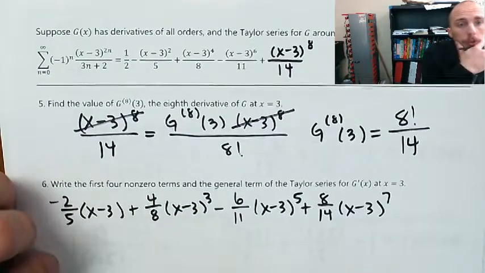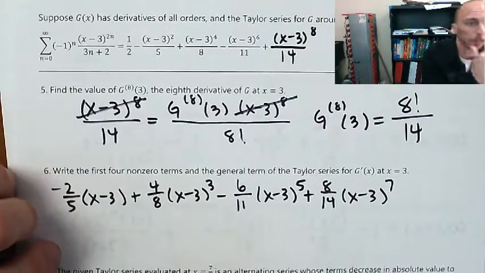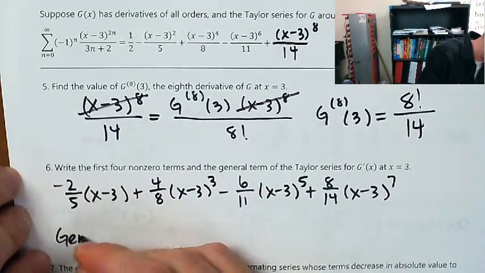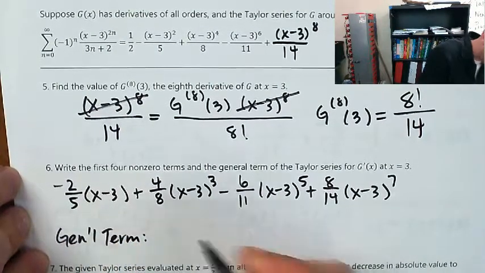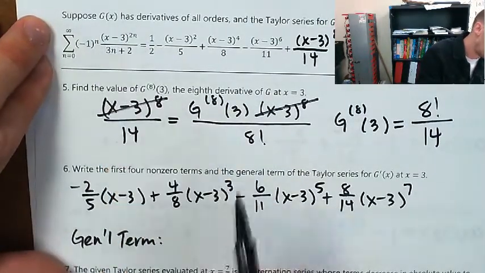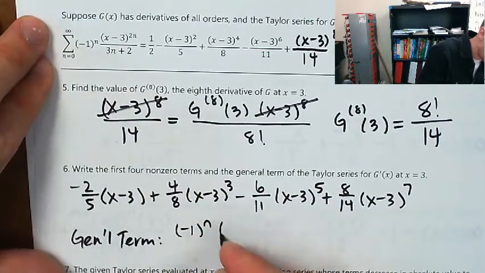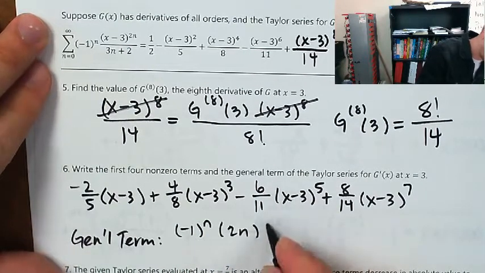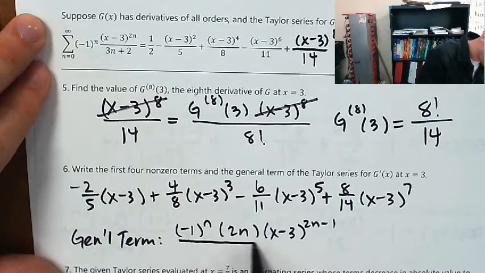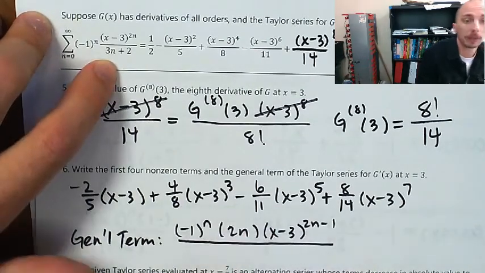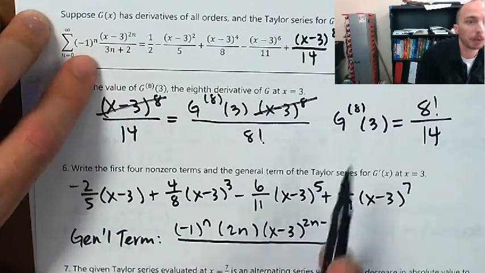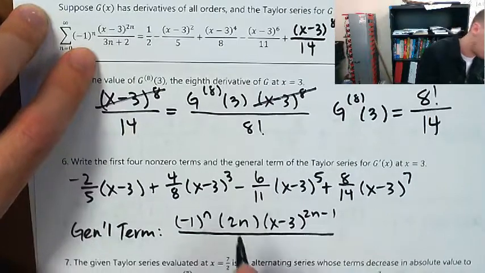Now, I'm going to take the derivative of the general term, but I don't really have enough room to write it, so I'm just going to say these are the first 4 non-zero terms, then the general term is going to be, take the derivative of this thing. Well, we know how to run the power rule. We bring the power down, so I'll have negative 1 to the n times 2n. Then I'm going to subtract 1 from the power, so that's x minus 3 to the 2n minus 1. And then we're still divided by 3n plus 2, and that didn't really change when I applied the power rule. I still got those same denominators that I had before, 5, 8, 11, 14. So I'm going to leave the denominator the same.